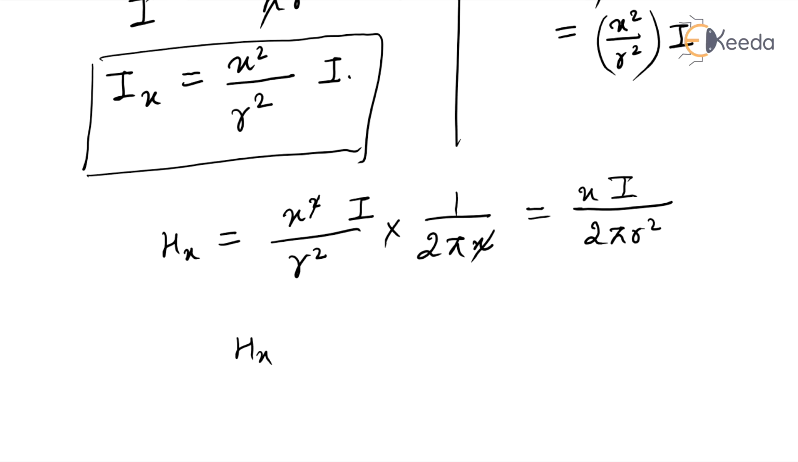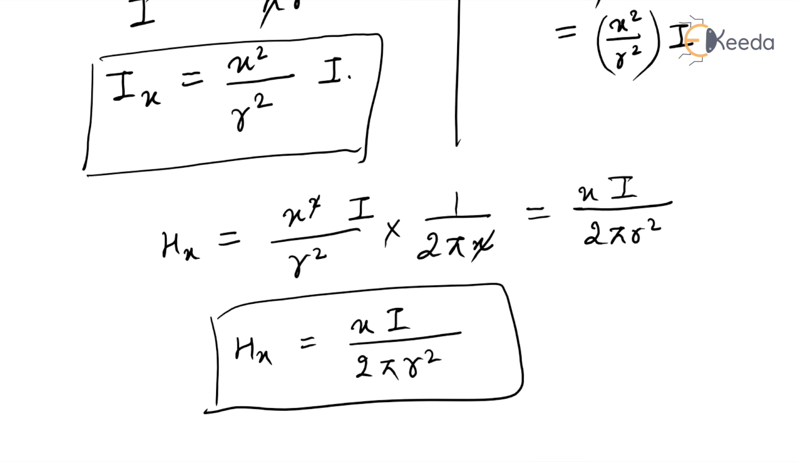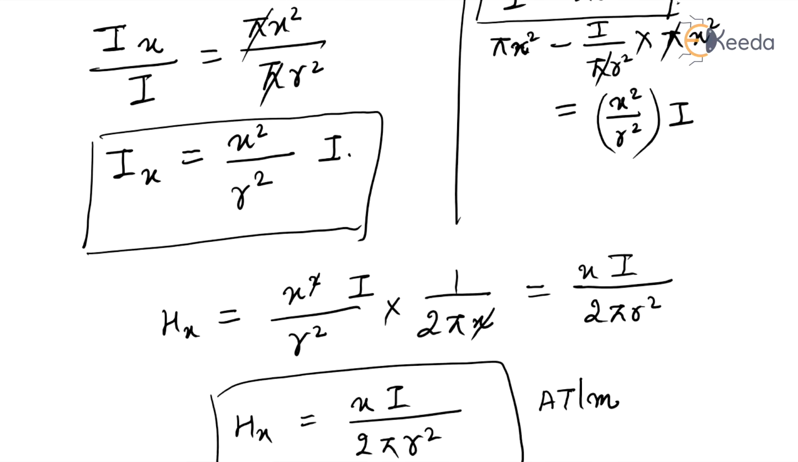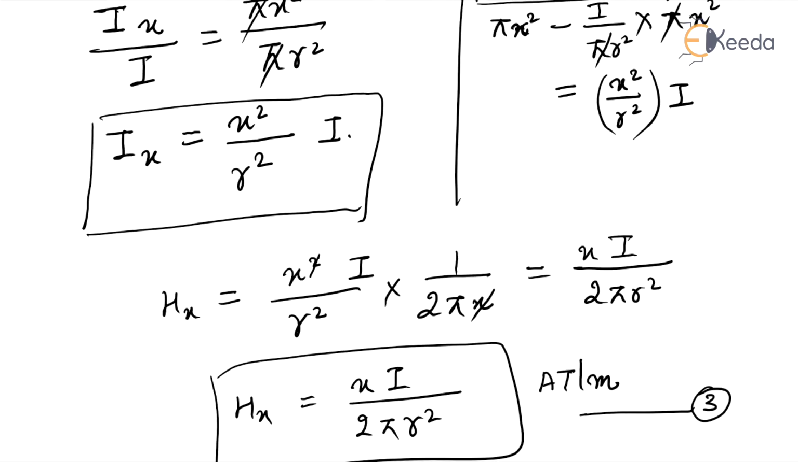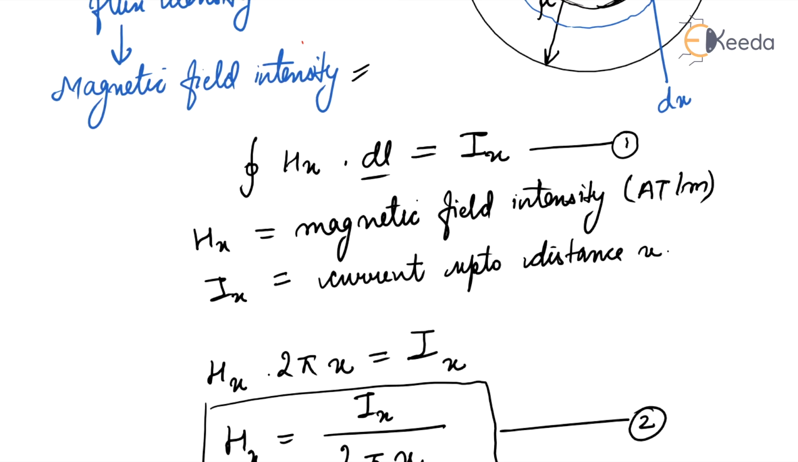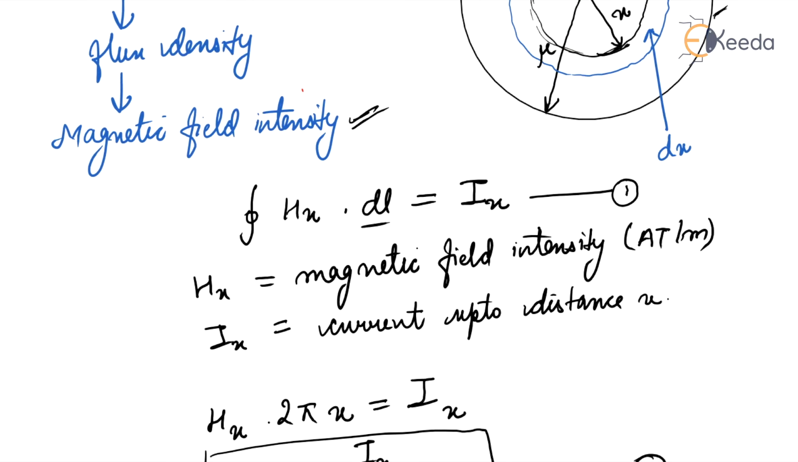So Hx is equal to x into I upon 2 pi r square. Unit is ampere turns per meter. So this is equation number 3. So we get magnetic field intensity. Now further we need to calculate magnetic flux density Bx at a distance x. This we need to calculate.